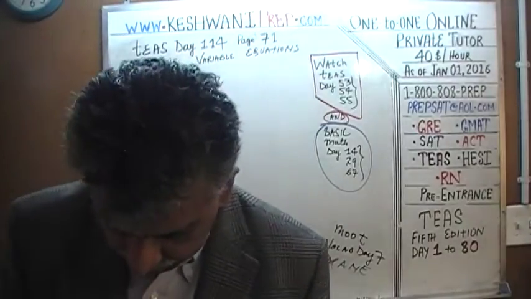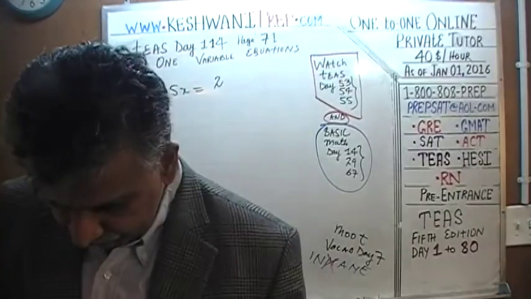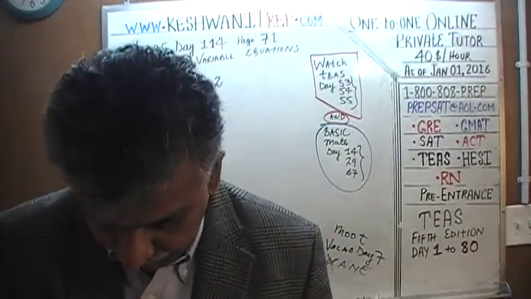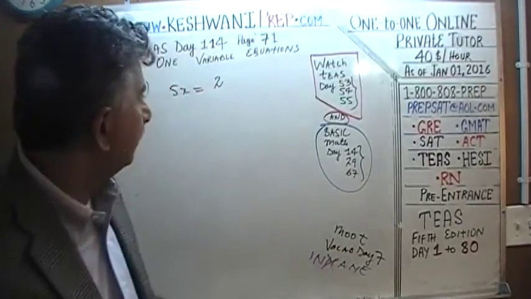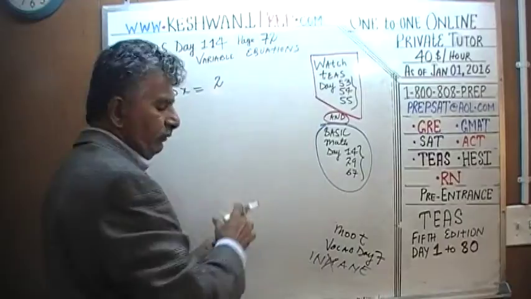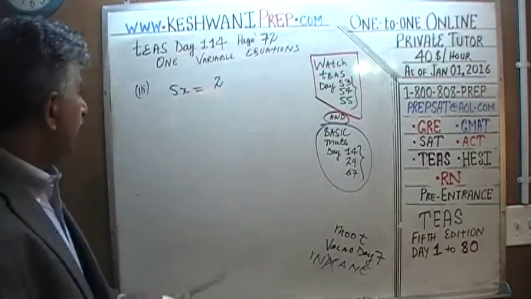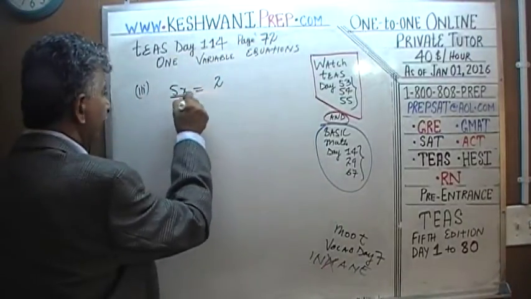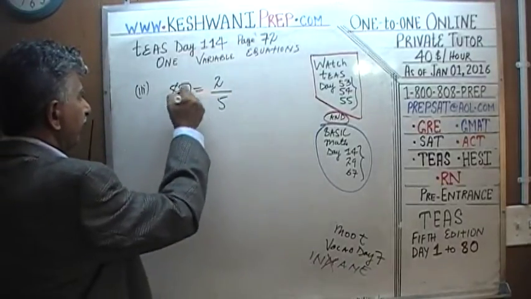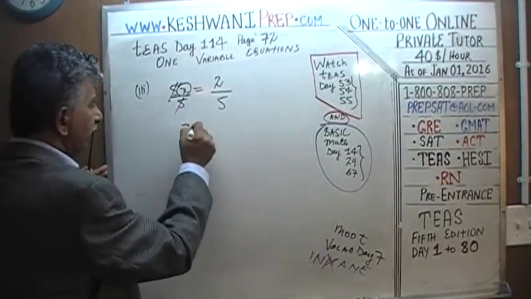Well, we're not interested in knowing how much our 5x is. We want to know how much is 1x. Now we are on the next page, page number 72. How do we find out the value of 1x? Well, that's simple. Just divide both sides by 5, so that this 5 cancels out with that 5. We're left with just x, and x equals 2/5.